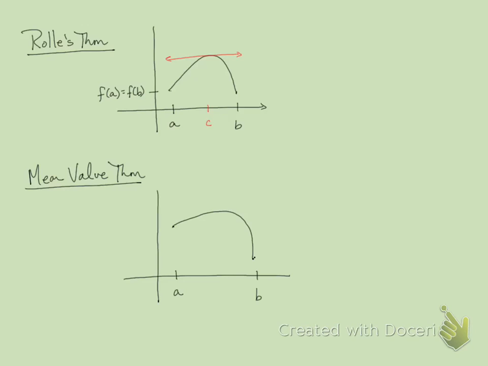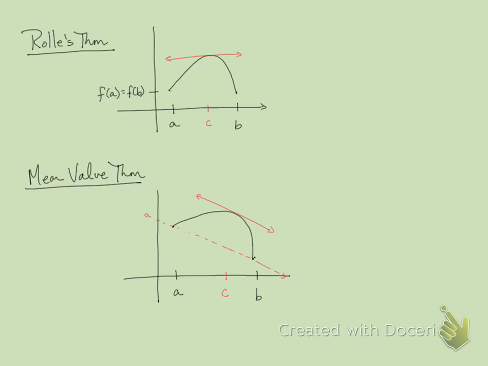The Mean Value Theorem says that there exists some point c such that the slope of the secant line is the same as the slope of the tangent line. So we have the slope of the secant line here and the tangent line here, and it's saying that this c exists such that the slope of these two are the same. And I want you to see that this is a more generalized case of Rolle's Theorem.